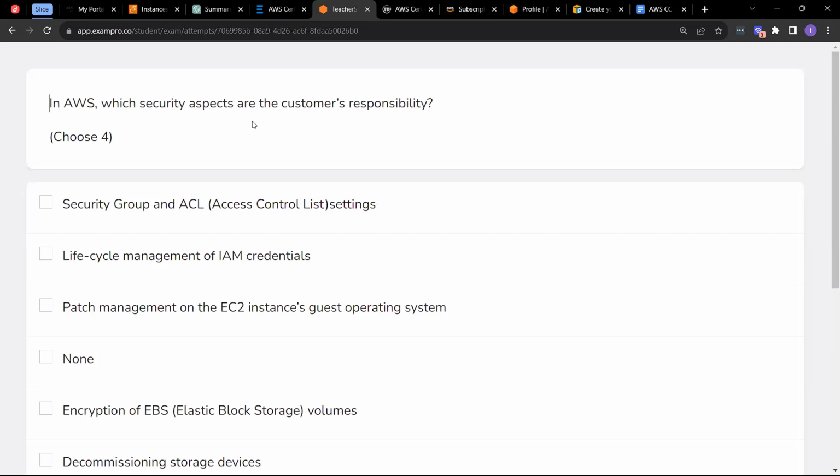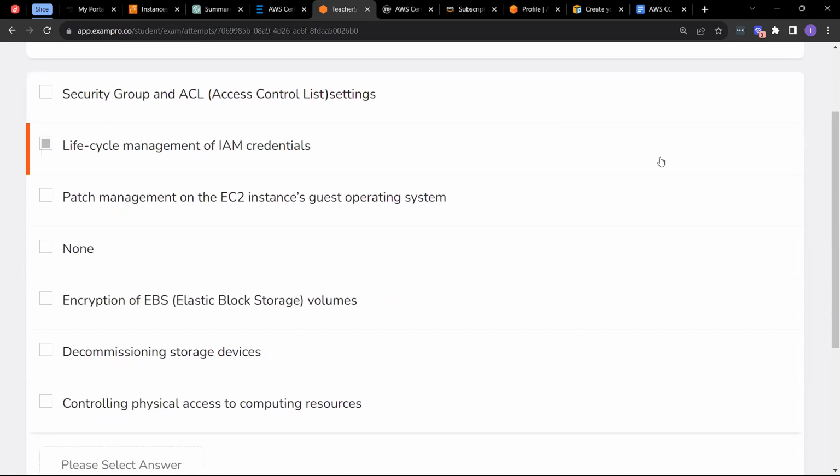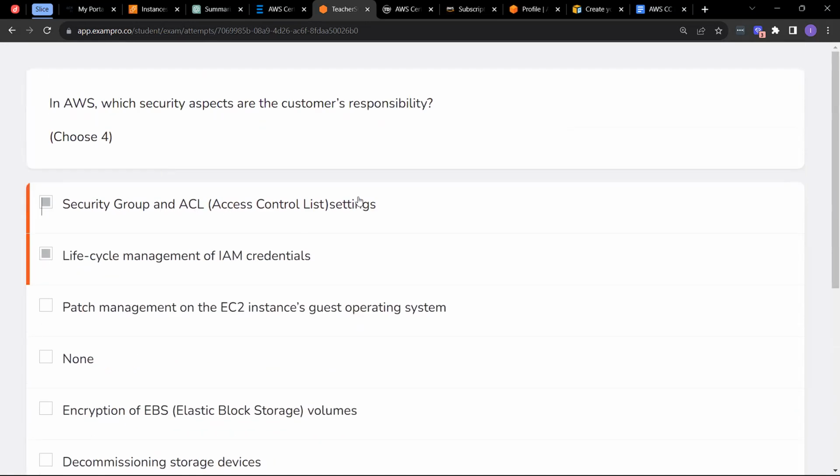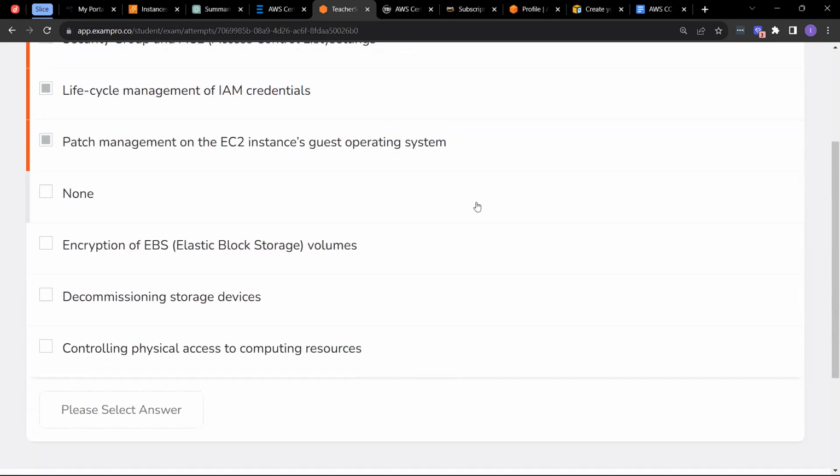In AWS, which security aspects are the customer's responsibility? Yes, we are choosing 4. So lifecycle of IAM, security groups, and then patching management, managing EC2 instances. The last one, then add none. You have chosen 3 and then you want to add none? Yeah, so encrypting of EBS block volumes. I think yesterday there was a question and I was explaining that in as much as encryption is included in EBS, you have to do the encryption. It is not automated.